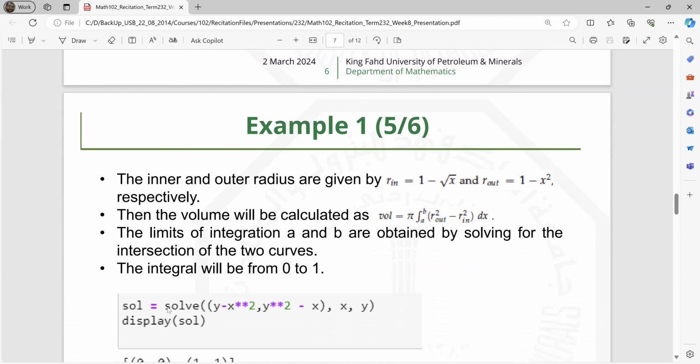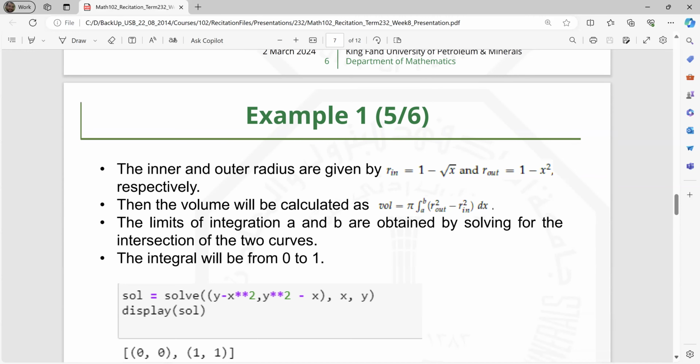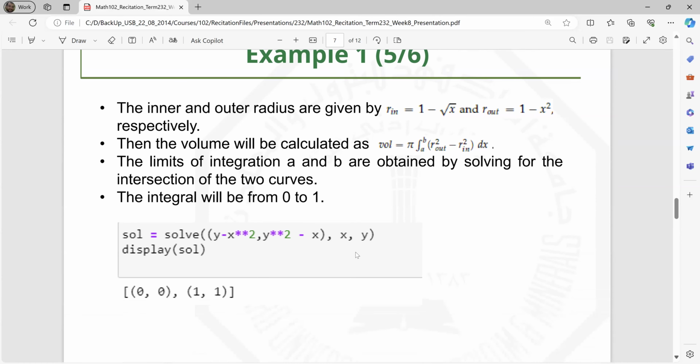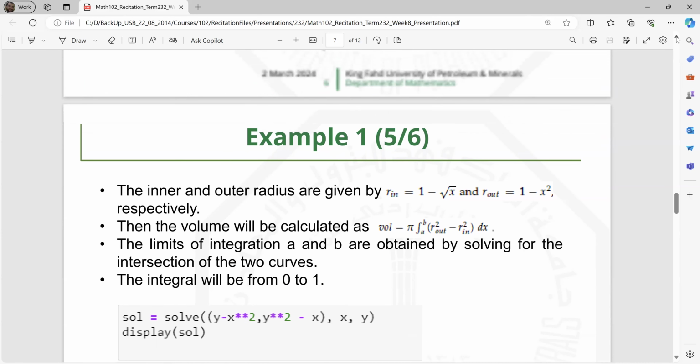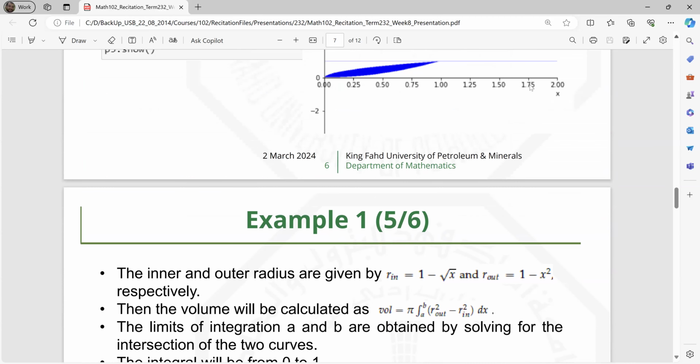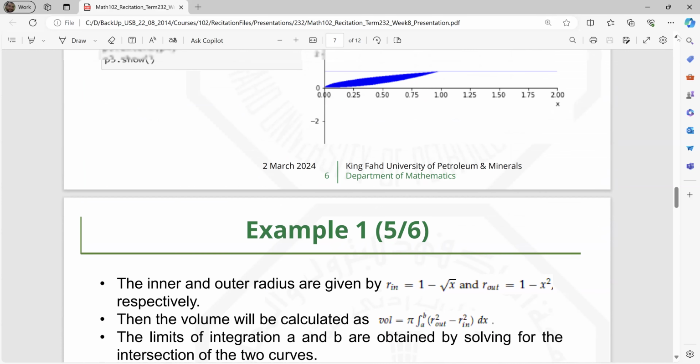To do so, we solve the intersection using the solve command. Intersection of y minus x squared with y squared minus x with respect to x and y, and we display the solution as we did before in previous sessions. So here we see that we have 2 points of intersection, which are the points 0, 0 and 1, 1. Okay, and since the rotation is with respect to y equals 1, which is a kind of horizontal axis, of course, the integration would be with respect to x.